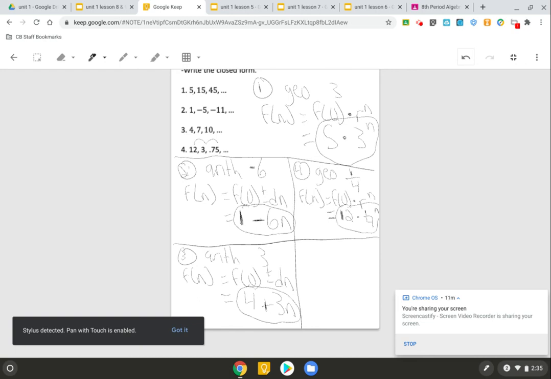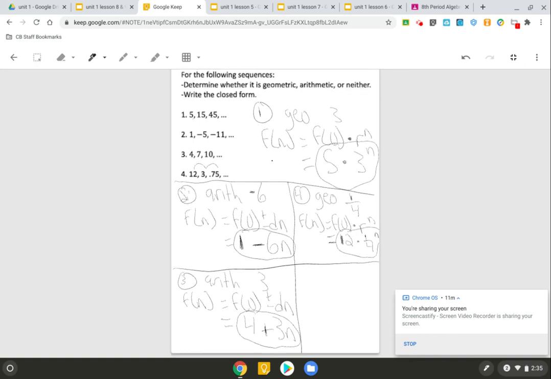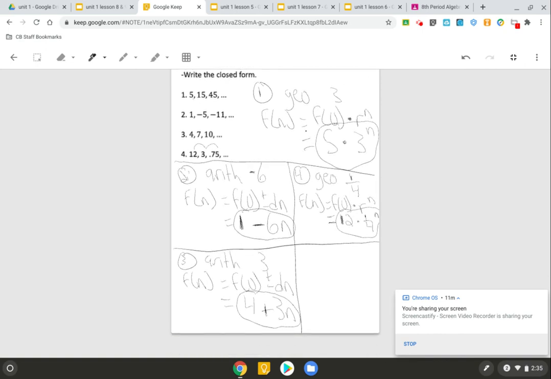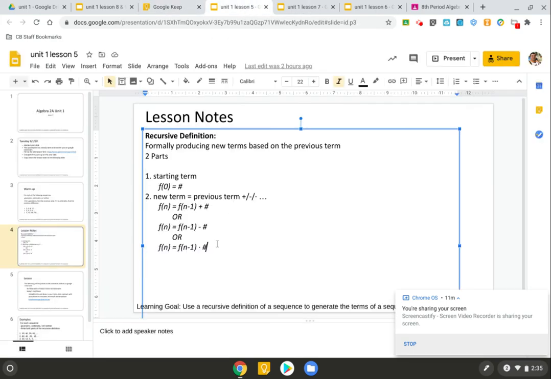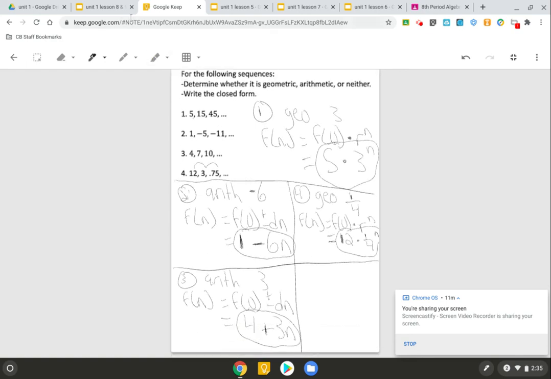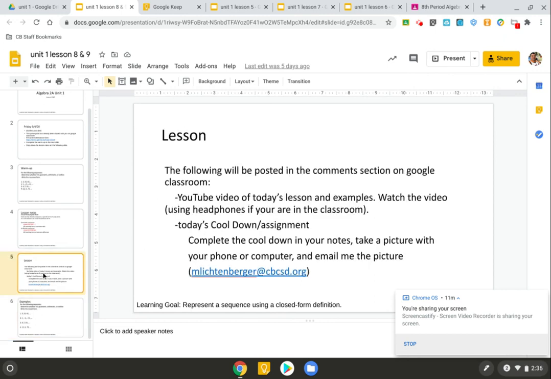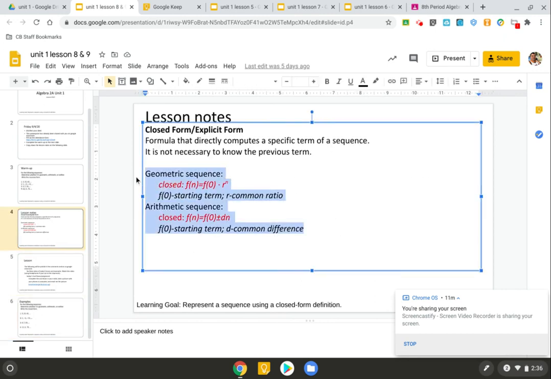And that is how we write sequences in closed or explicit form. So what you're going to want to do in the future is pay attention. If it says to write it in recursive form, you want to use what we learned earlier this week. And if it says to write in closed form, like it did in these examples, you want to use this information right here that we're learning today.